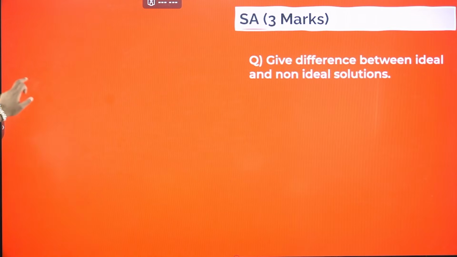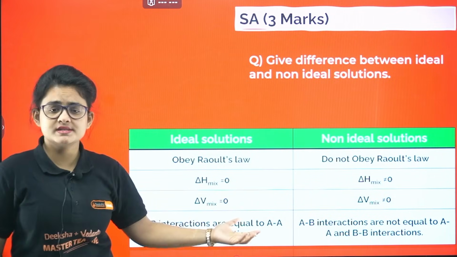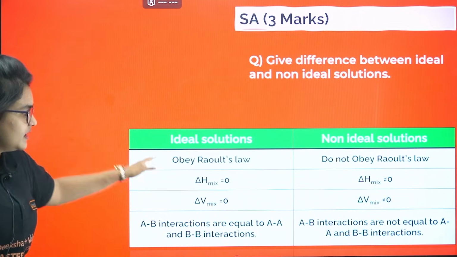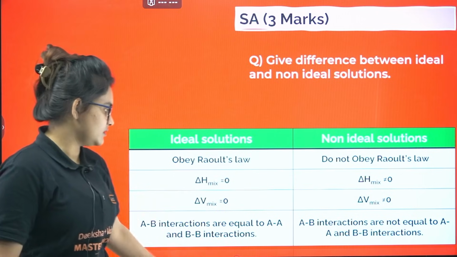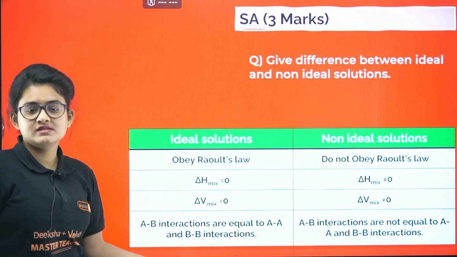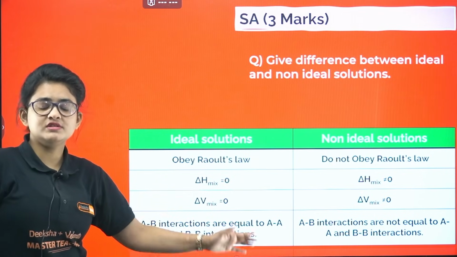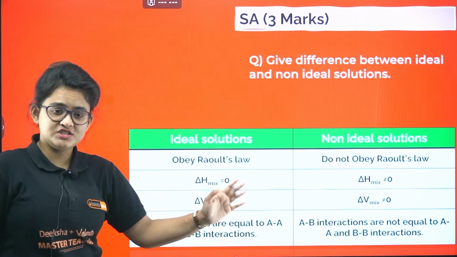Let's proceed further. Give the difference between ideal and non-ideal solution. I guess you can do it. It obeys Raoult's law. It doesn't obey Raoult's law. Delta H, delta V, you can mention V mix. You can mention about interaction. For an ideal solution, the interactions are the same even after mixing. But in a non-ideal solution, the interaction after mixing changes.